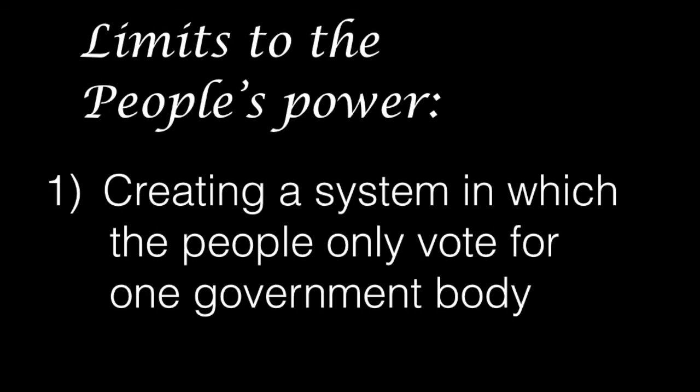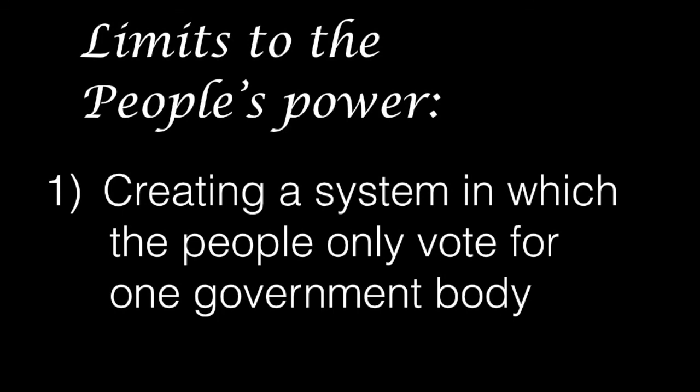Number 1, it created a system in which only one government body is elected by the people. So in the original Constitution, the people who could vote could only vote for members of the House of Representatives. The people could not vote for the Senate or for senators until 1913, and we still don't vote directly for the president. And we're going to talk about that more when we have our class on elections.